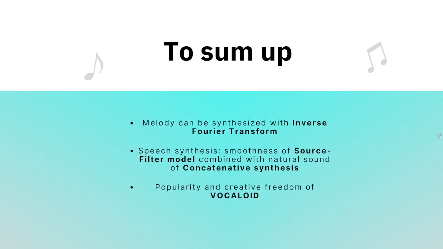I am now nearing the end of my presentation, so let me summarize what I talked about. First, I explained how a melody can be synthesized with the use of inverse Fourier transform. Then I introduced you to two models of speech synthesis, their advantages and disadvantages. Combining smoothness of source filter model and natural sound of concatenative synthesis, we can get the best result. And lastly, I told you about Vocaloid and reasons for its popularity. So by now I hope you have a pretty good understanding of how a program can sing.